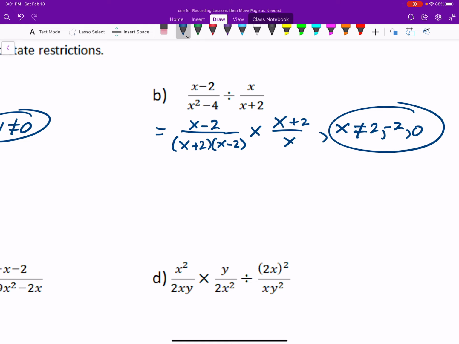Now that it's factored, I can reduce anything, one thing on the top with anything on the bottom. And that's as far as I can go. So what's left on the top is 1 times 1, or 1. What's left on the bottom is 1 times x. So just 1 over x is what it reduces to.